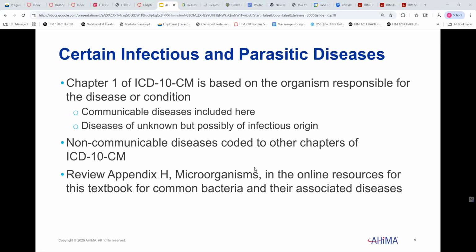And again, as mentioned, the codes are based on the organism responsible for the disease or the condition, right? And one of the items that's going to be on Canvas for this week is the Appendix, I'm sorry, microorganisms. So this is something that you can look at, review, if you're a little bit unfamiliar with what some of these microorganisms are.